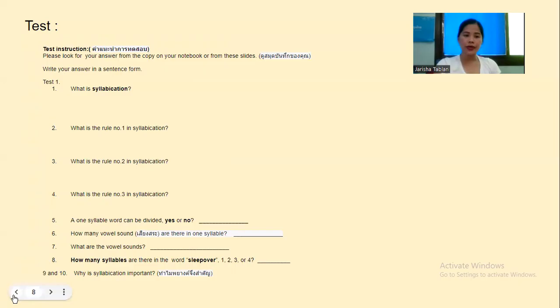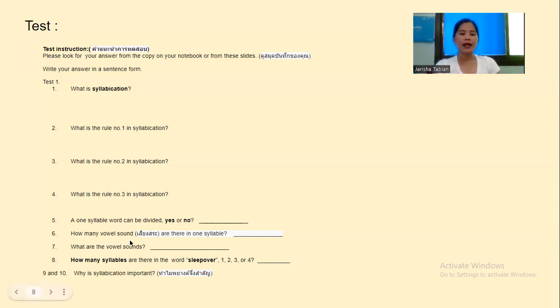Next, number 5. A one-syllable word can be divided, yes or no? Again, a one-syllable word can be divided. Is it a yes or no? You answer here, yes or no. Can yes, can no, right? Yes or no.